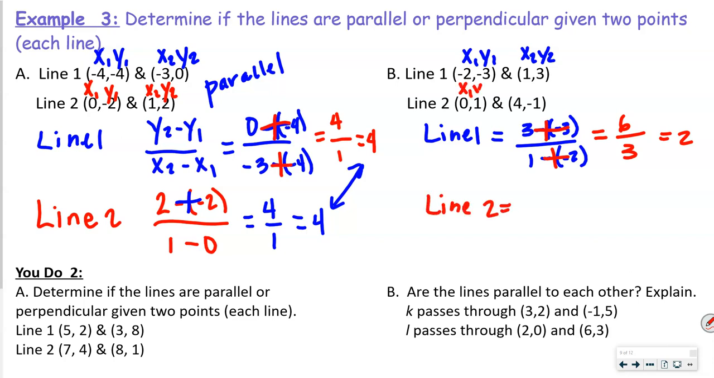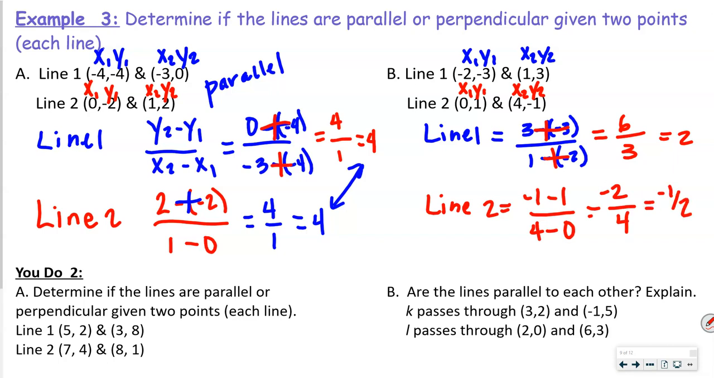Again, x1, y1, x2, y2. So it's going to be -1 minus 1 over 4 minus 0. So it's going to be negative 2 over 4, which reduces to negative 1/2.